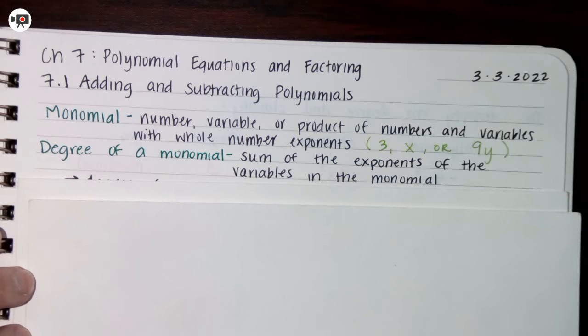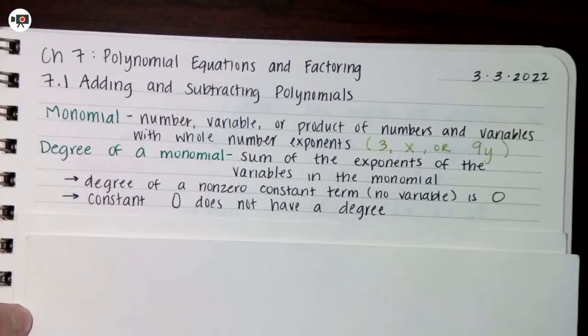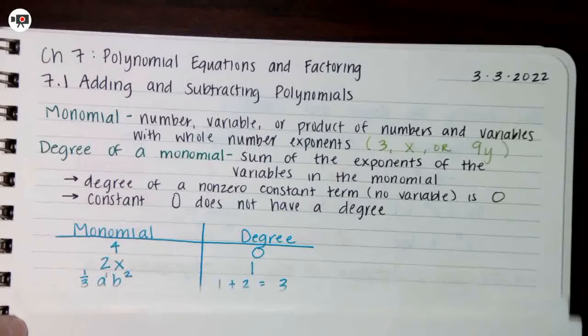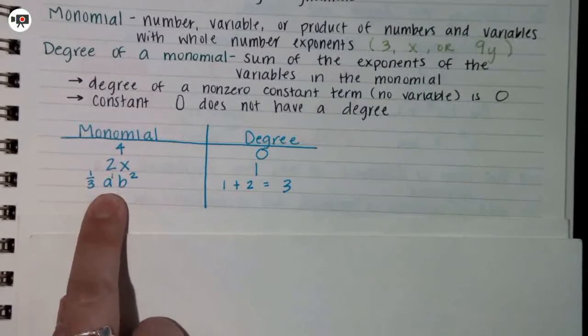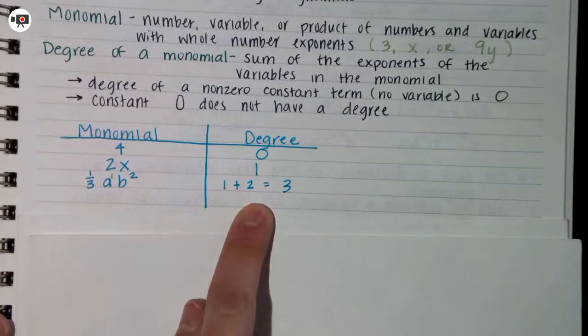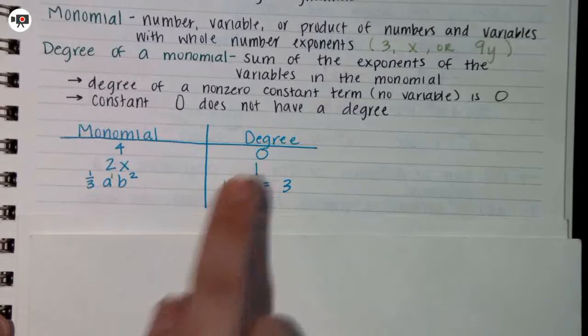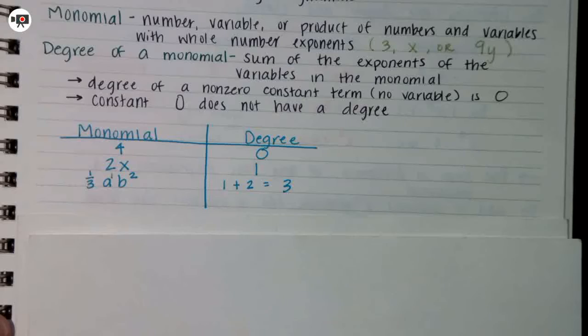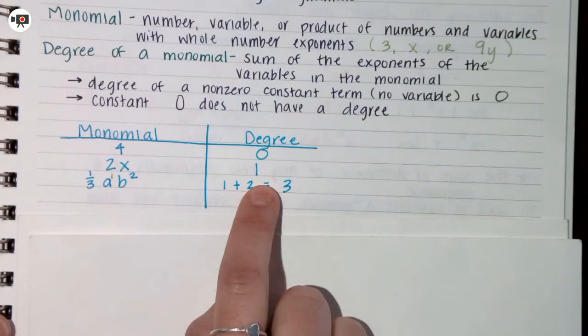The degree of a monomial is the sum of the exponents of the variables in the monomial. The degree of a non-zero constant term that has no variable is 0. The constant 0 does not have a degree. So here are a few different monomials, and we can see what their degree is. 4 does not have a variable on it, so the degree is 0. For 2x, the exponent on the x is 1, and so the degree is 1.